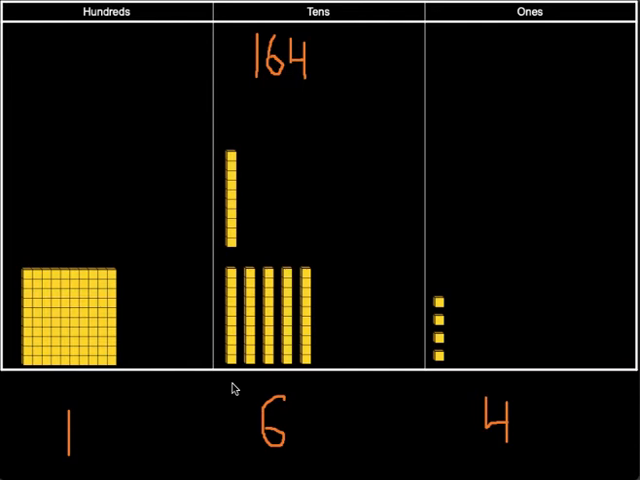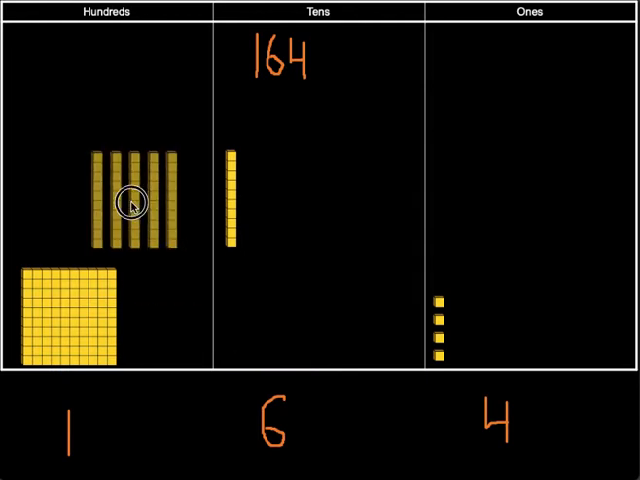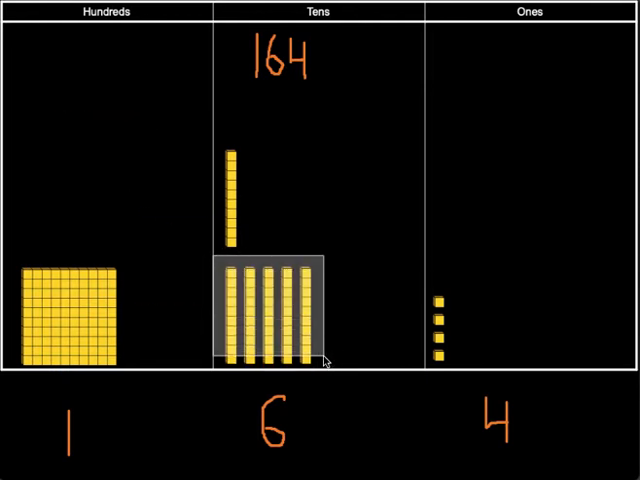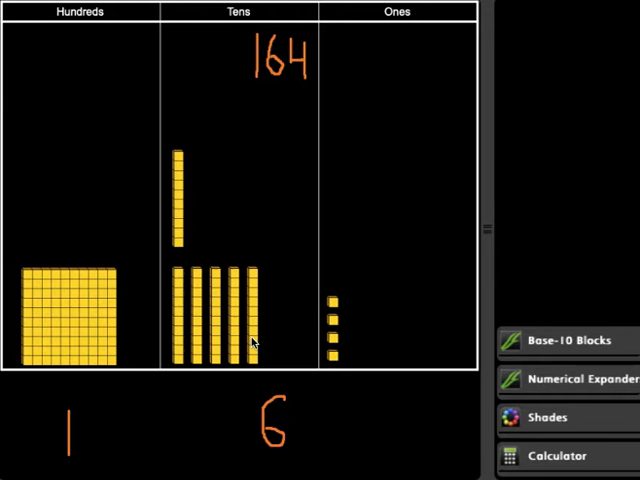So, we're going to be doing the same thing today, but we're going to recognize when we have to regroup in the hundreds place. How many tens blocks would we have to have before we could start regrouping in the hundreds place? Well, let's see. Could I just take 5? Let's see if it works. Can I bring 5 over? Uh-oh, it won't let me take 5. Why won't it let me take 5 tens? That's only 50. 10, 20, 30, 40, 50.